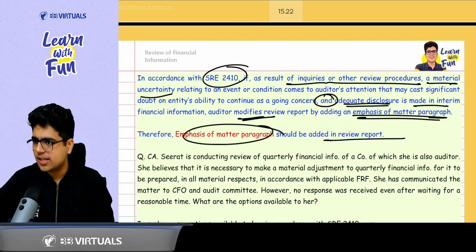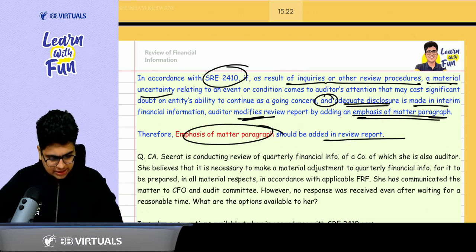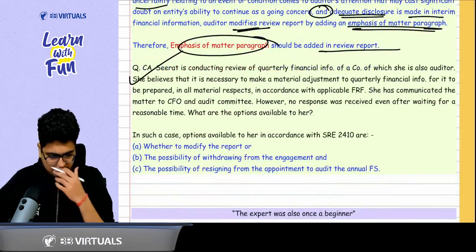So add an EOM para in the review report. Got it? Got it, sir. Now comes question number 2.